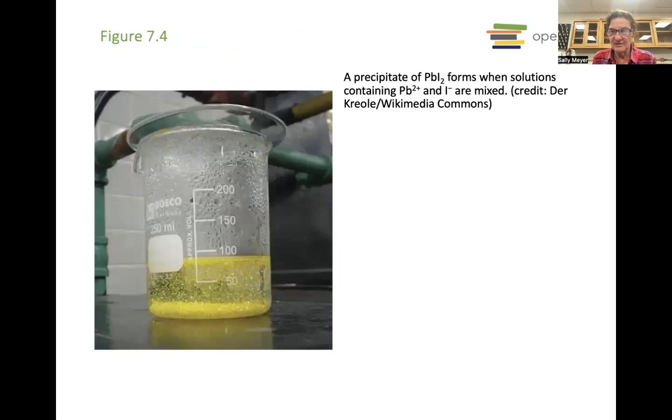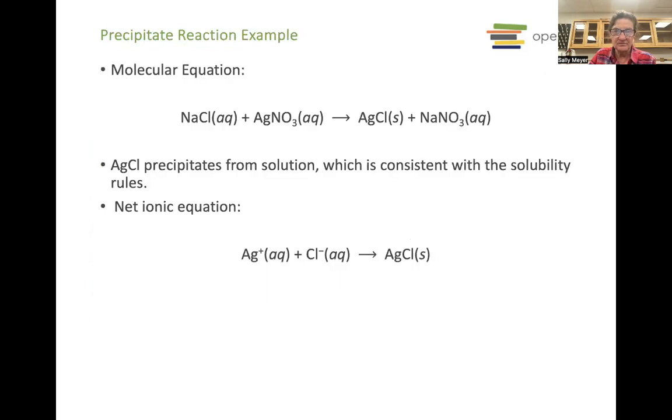This is just a picture of it. It's a pretty yellow compound, and it gives you that idea why you call it a precipitation reaction. It looks like it's snowing yellow snow in that picture.